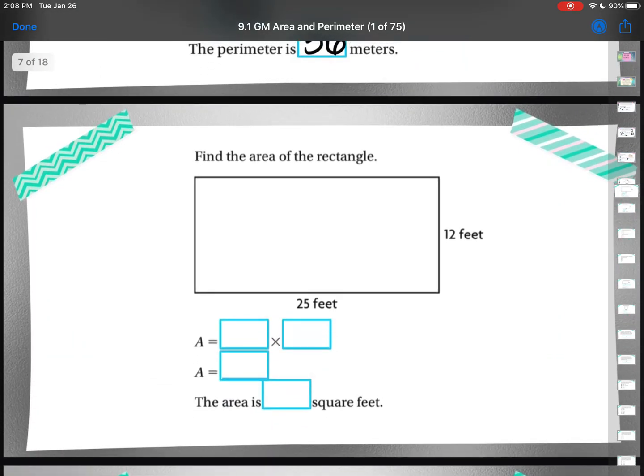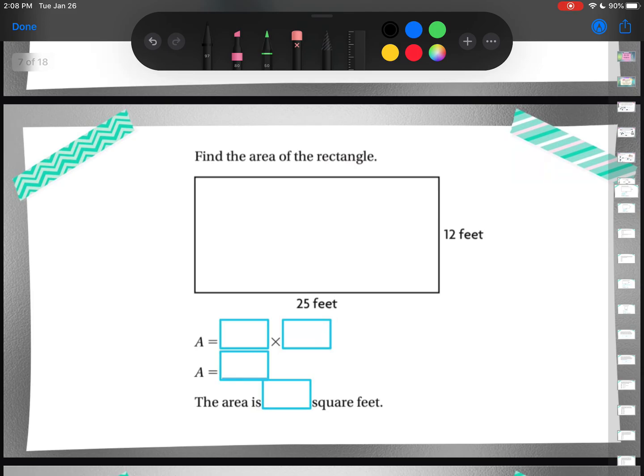Find the area of a rectangle. Our formula for area is length times width. So we're going to take our length, which is 12, and our width, which is 25, and we're going to multiply them together. So that would be 12 times 25.